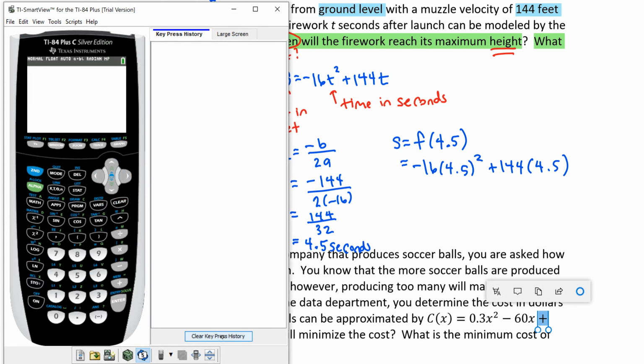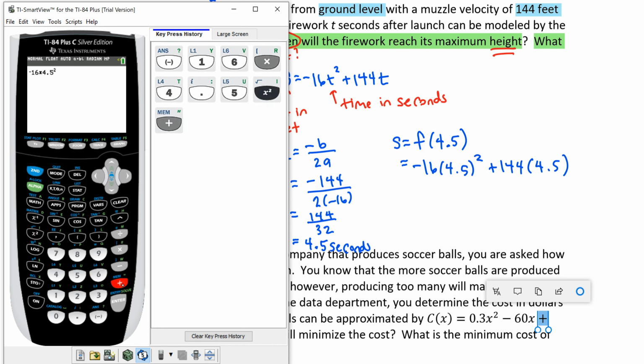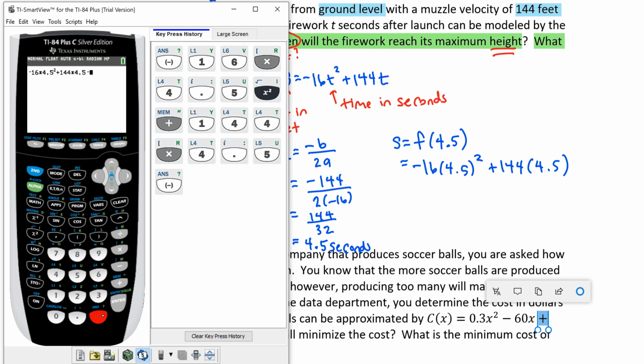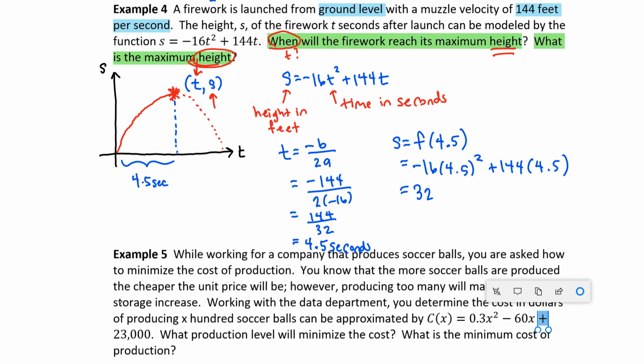I'm going to use my calculator to approximate. Negative 16 times 4.5 squared plus 144 times 4.5. Whoops. And we end up with an exact value, 324 feet. So our height here is 324 feet.